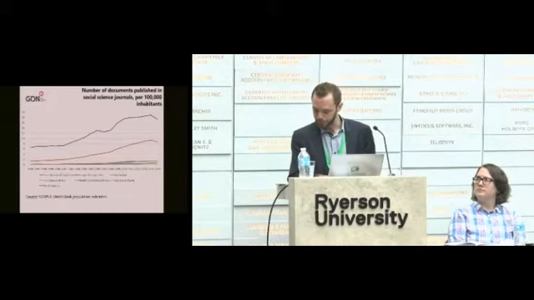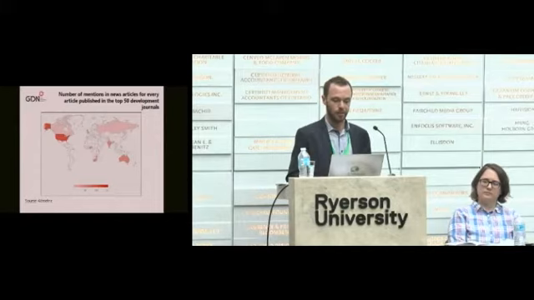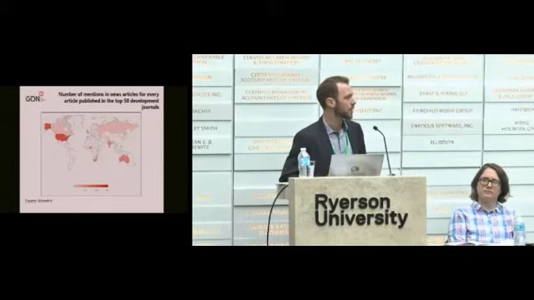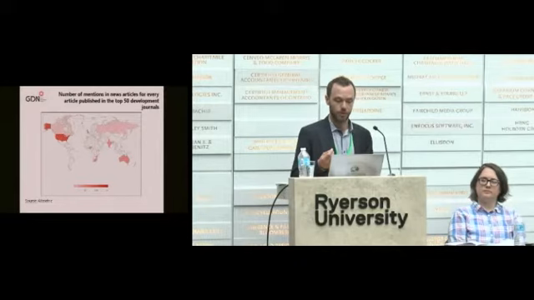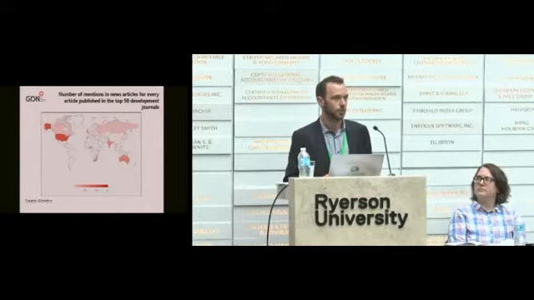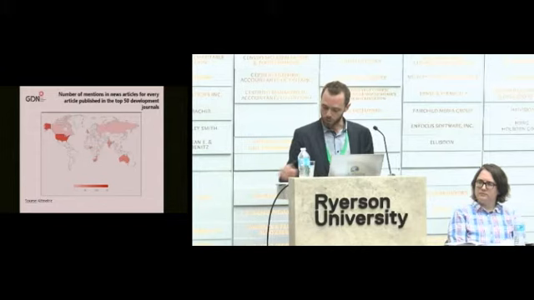And looking at some Altmetrics data, this is visible also. You can see that this is a map of mentions in news articles for every article published in the top 50 development journals. It's quite a large sample of articles, and most of it is taking place in the north. You can see only a very few countries in the south, such as South Africa or India, but we know that these are already the leaders in terms of research in the global south. So what can be done about it?